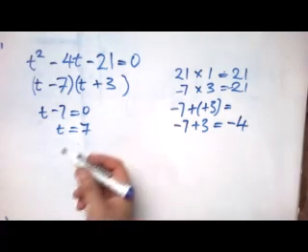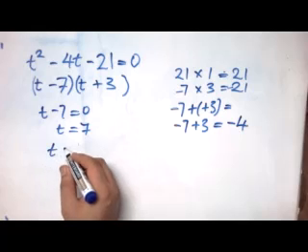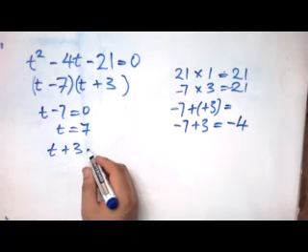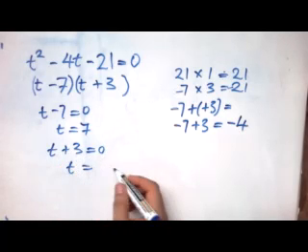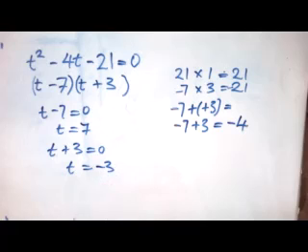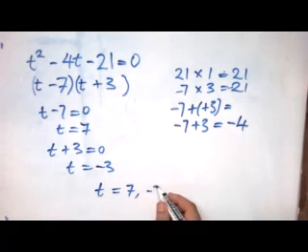In the second bracket, T plus 3 equal to 0. T alone will equal to, plus 3 crosses over to become minus 3. So T is equal to 7 or minus 3 as our final answer. Is it what you got? I hope so. If not, you must have seen where you got it wrong. Let's try another problem.